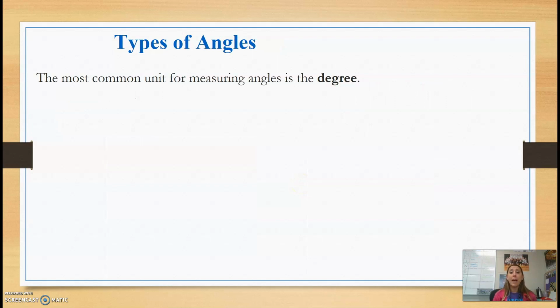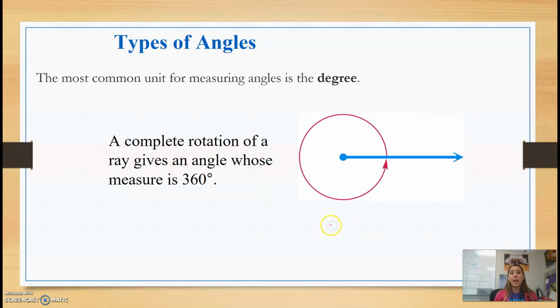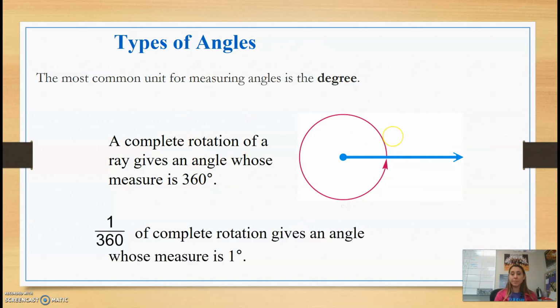All right, so types of angles. So then we have a complete rotation of a ray whose angle's measure is 360, so that would be an entire circle, right, from one point to the same point. And then 1/360th of a complete rotation gives an angle who measures 1 degree. So we're going to kind of use that idea. I don't know that we need this in our notes, but it's just some information. If you want to get it in your notes, go ahead and hit pause.